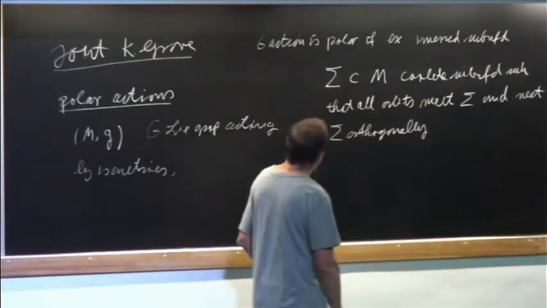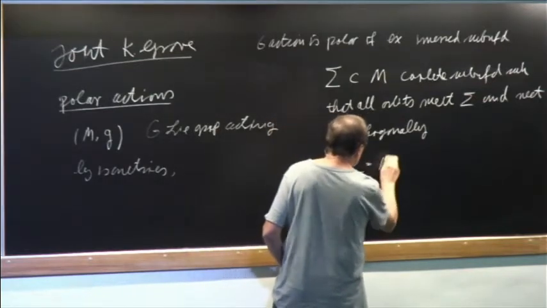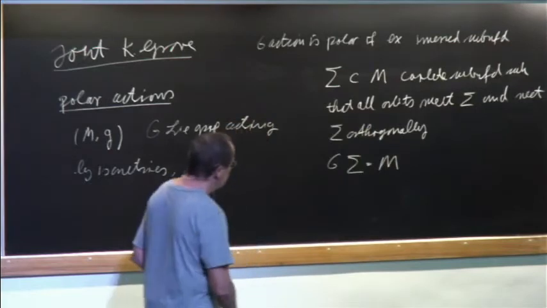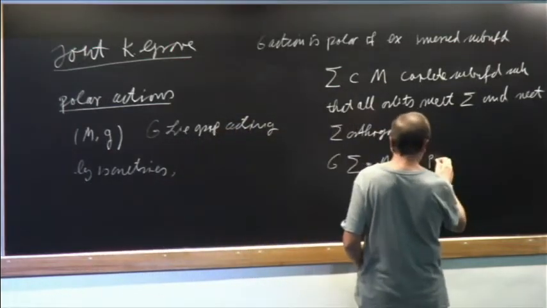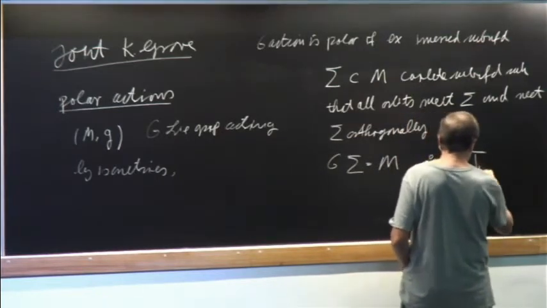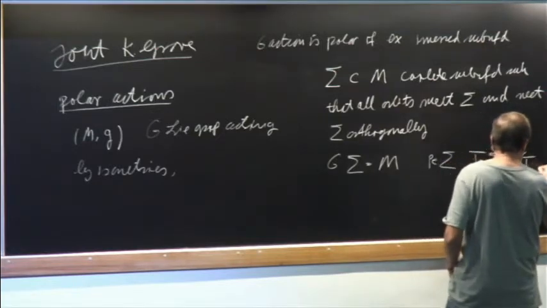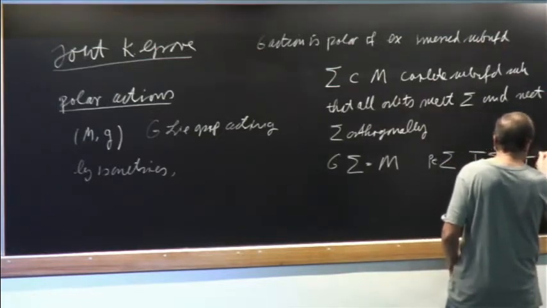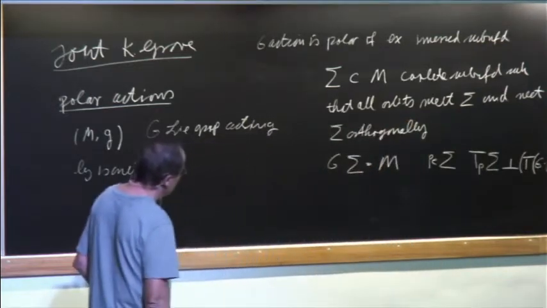So in other words, if I apply the group action to the submanifold sigma, I get the whole manifold. So every orbit meets the submanifold. And if I take a point in sigma, then the tangent space of sigma is orthogonal to the tangent space of the orbit. So then this action is called polar.